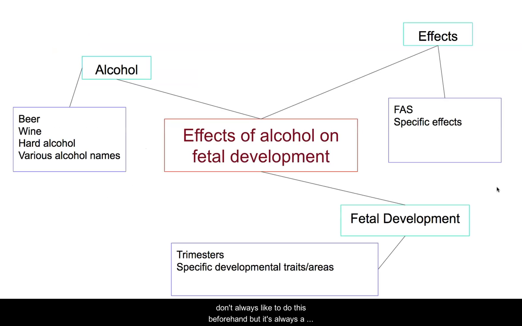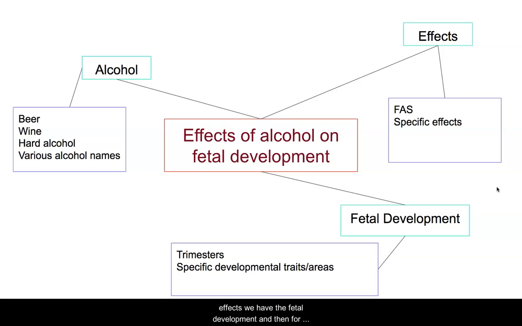And I know I don't always like to do this beforehand, but it's always a good idea to stop and take your topic and break it down into parts and think through the components, synonyms, and related concepts before you go in and start searching. So what I have here on this slide is an example of a mind map on effects of alcohol on fetal development. So I've broken out the concepts involved here.